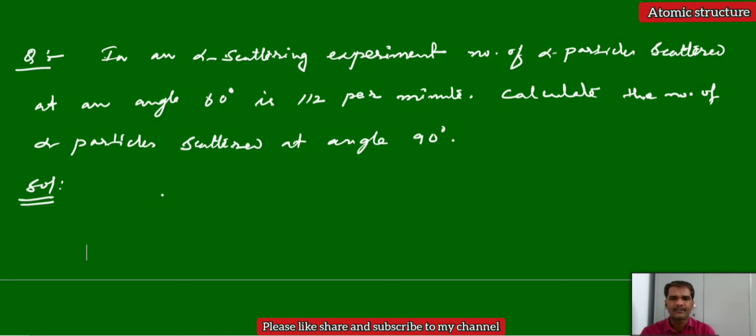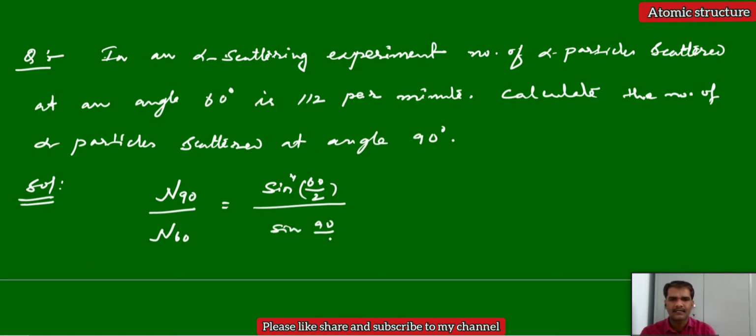Just use the previous formula here. The number of alpha particles scattered at 90 degrees divided by the number scattered at 60 degrees is equal to sine 60 by 2 power 4 over sine 90 by 2 power 4. Sine 60 by 2 means sine 30. What is the value of sine 30? 1 by 2. Sine 90 by 2 means sine 45. Sine 45 value how much? 1 by root 2.